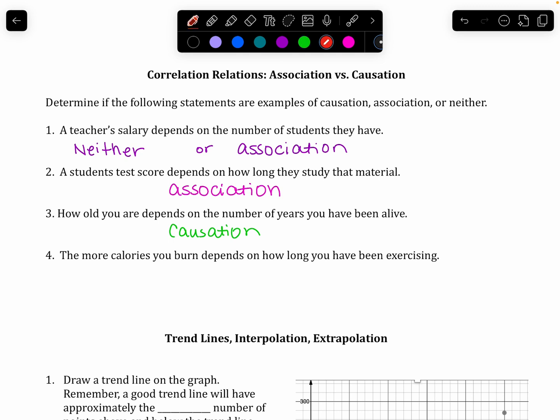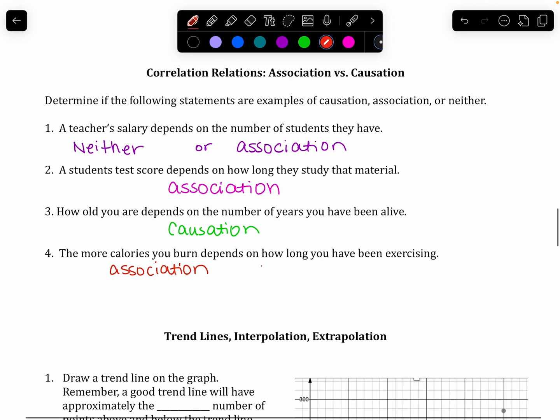Number 4, the more calories you burn depends on how long you have been exercising. I could see this being association or causation. Again, it just kind of depends on how you are thinking about this.